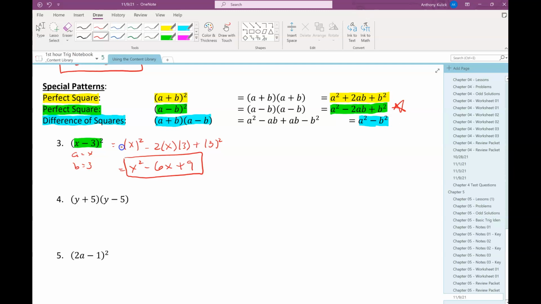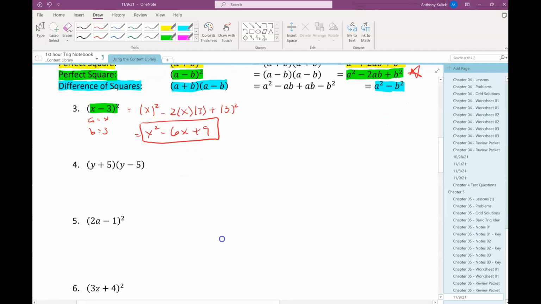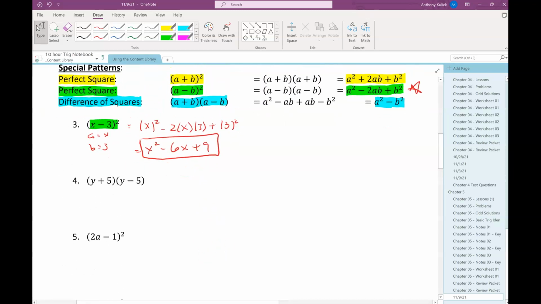If we look at 4, what type of pattern is going on with 4? Yeah, it's a difference of two squares, right? So in this case, the a is y and the b is 5. So this just becomes a squared minus b squared, or y squared minus 25.